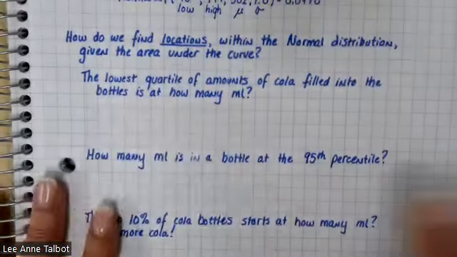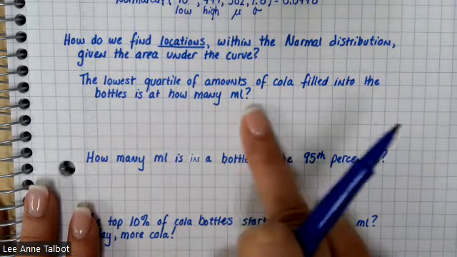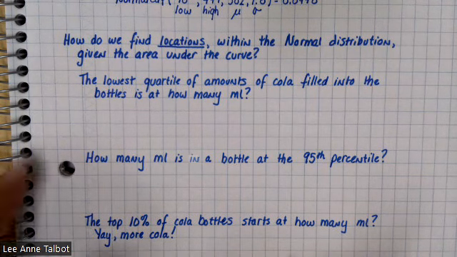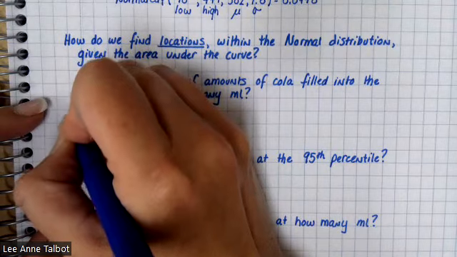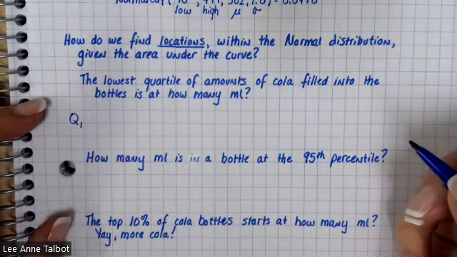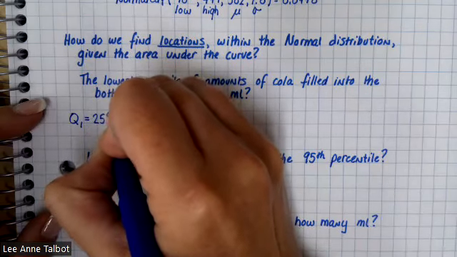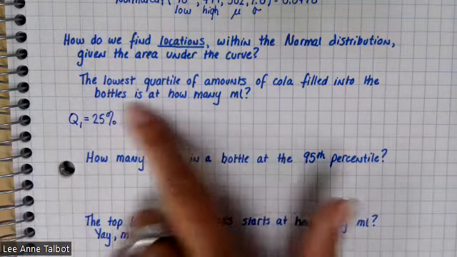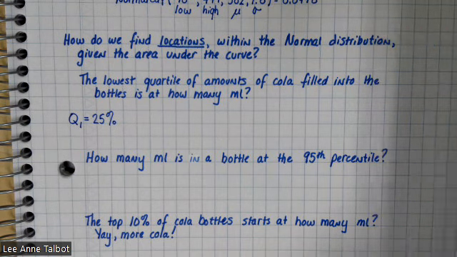Okay. The lowest quartile of amounts of cola filled into the bottles is at how many milliliters? Mrs. Talbot, did you have to make the first one just so wordy? Okay, so lowest quartile is quartile 1. Quartile 1 is 25%. So this is saying the bottom 1/4 of the bottles have how many milliliters? Is what it's asking.